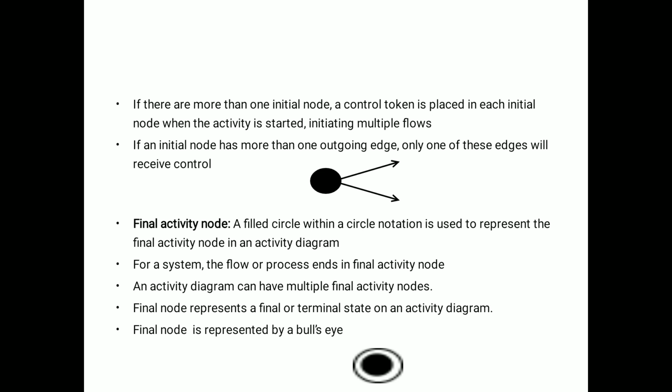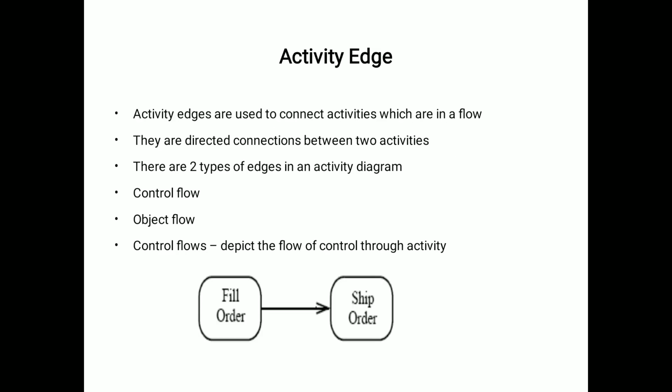Next is your activity edge. Here the activity edges are used to connect activities which are in a flow. They are directed connections between two activities. There are two types of edges in an activity diagram: control flow and object flow. Now see, control flow shows or depicts the flow of control through activity. Now here fill order, and then next activity is the ship order. So this is the control flow.